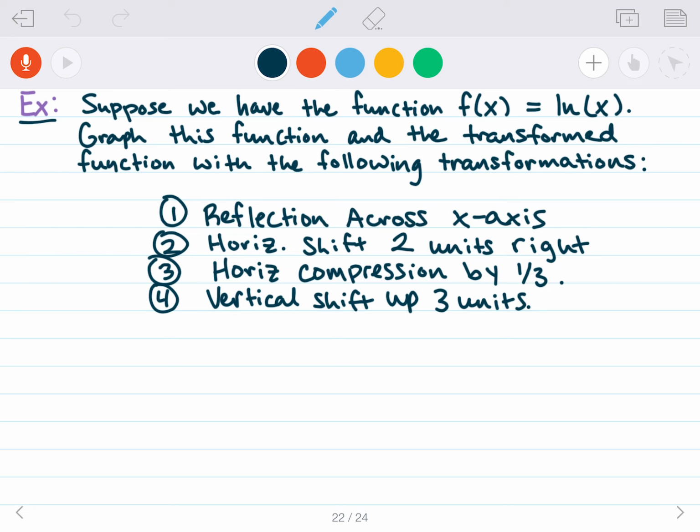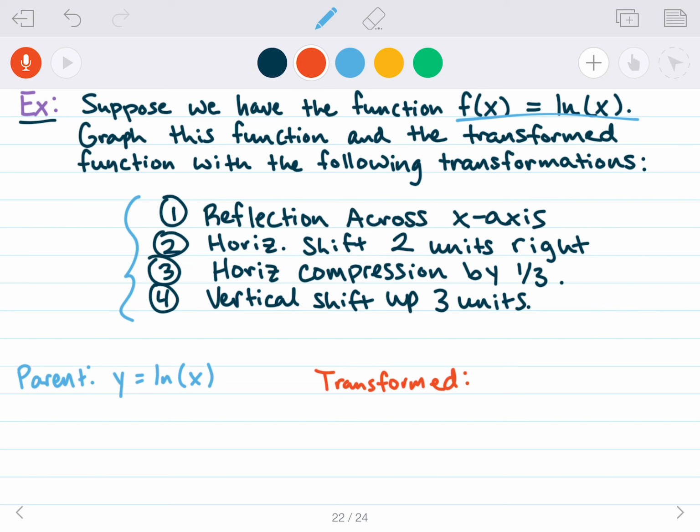All right, suppose we have a function f of x equals ln of x. Graph this function and the transform functions with these transformations. All right, so first of all, let's figure out what our new transform function looks like. So we know that our parent function is just f of x, or y equals ln of x. So our transform function, we need to apply these transformations.